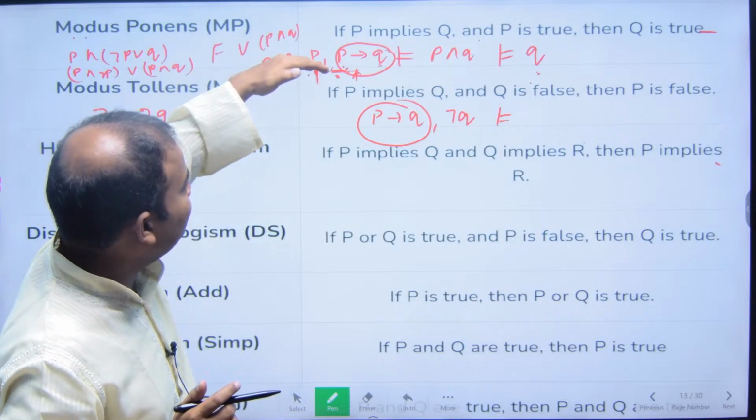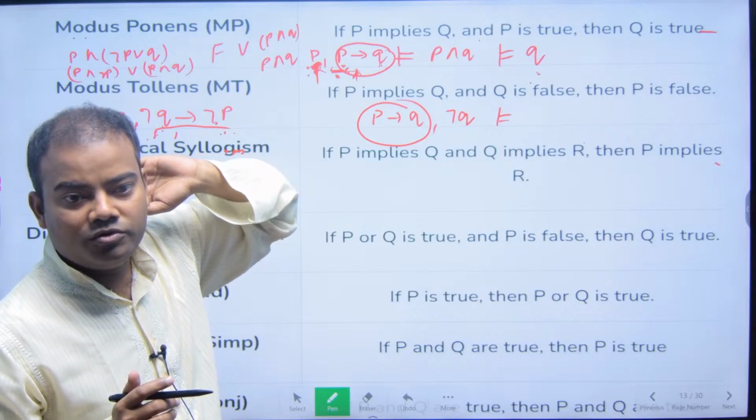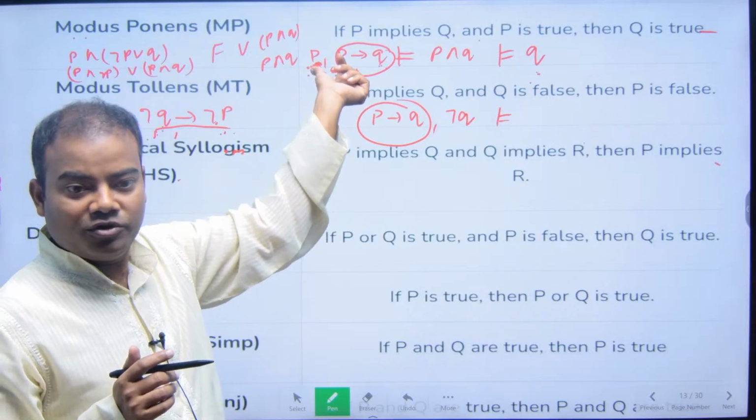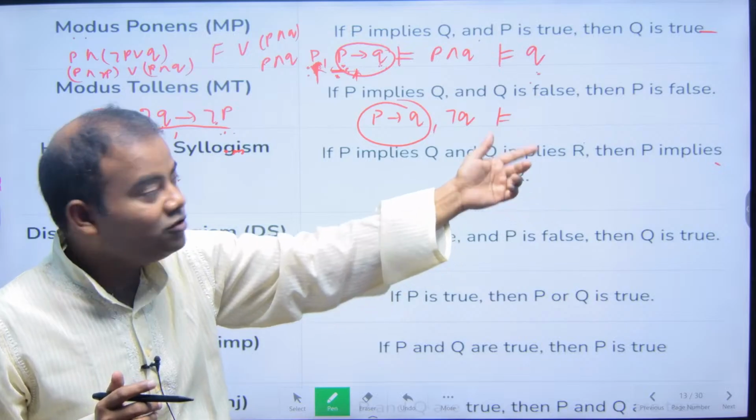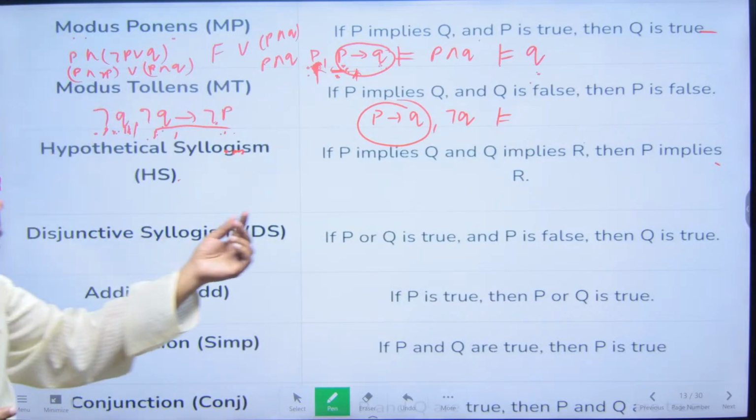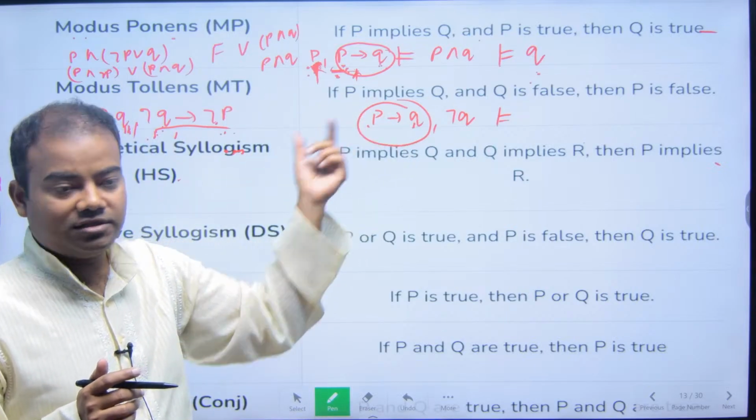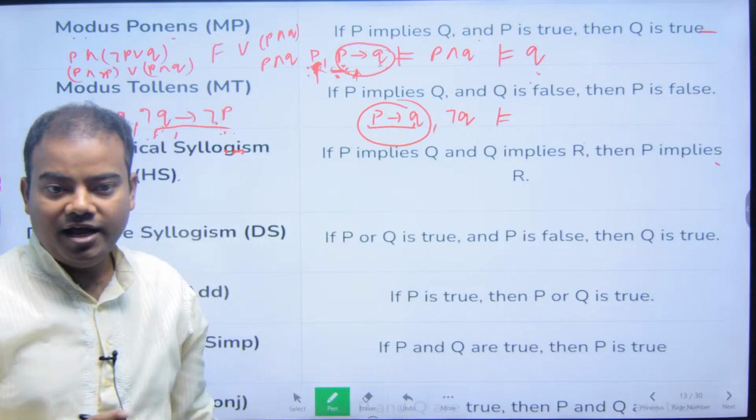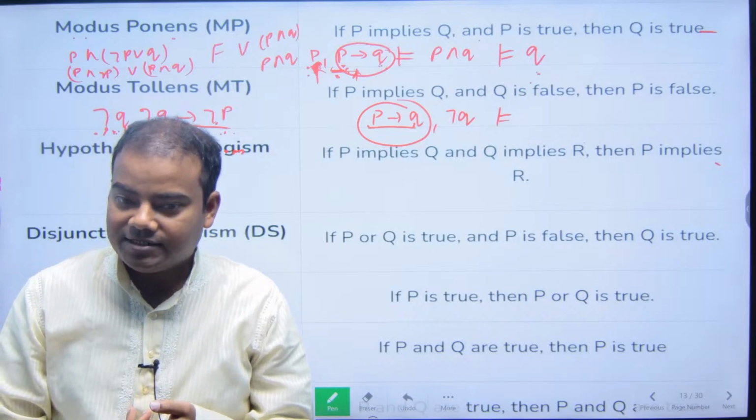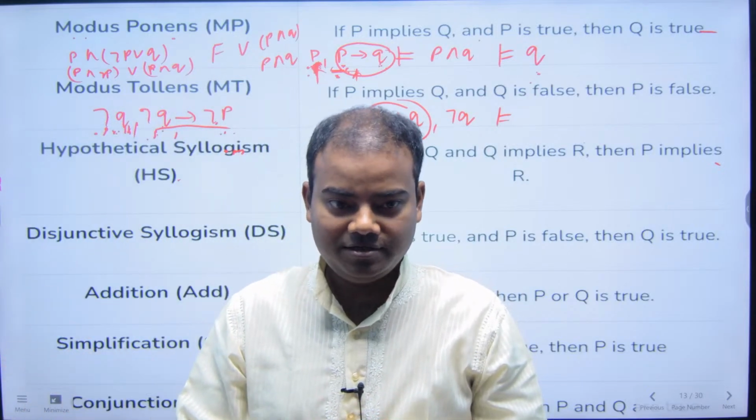If P is true, then Q must be true. So P is already true. So Q is true. So this is called modus ponens. Now, what is modus ponens? If P then Q, this is a conditional statement, and we know that for any conditional statement, the contrapositive statement is the same as that statement. Okay.